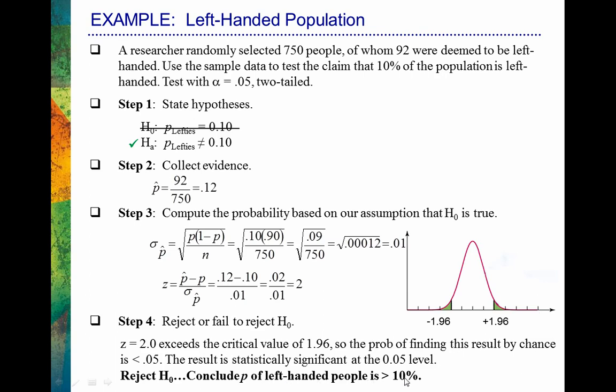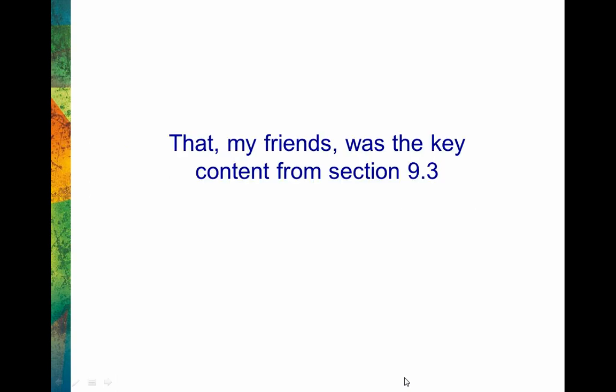All right, well, I hope that you're starting to get the hang of things here. That concludes this particular section and the key content. For now, that is all.